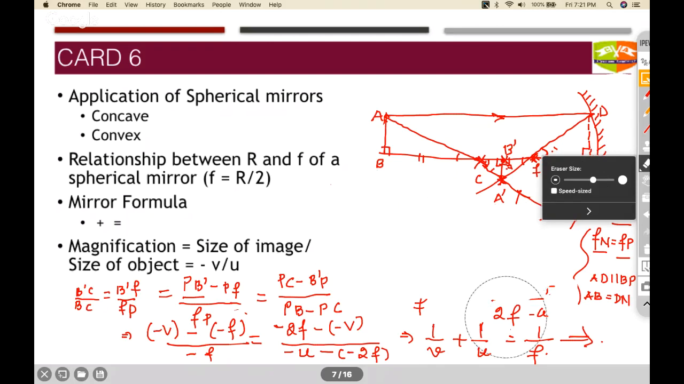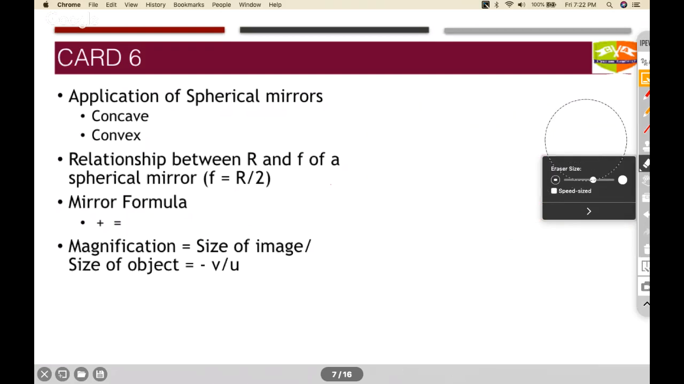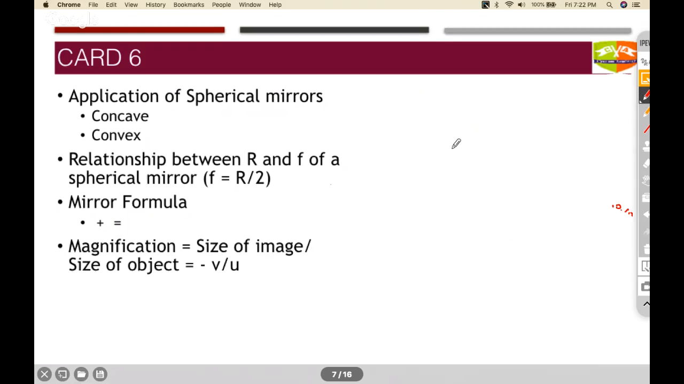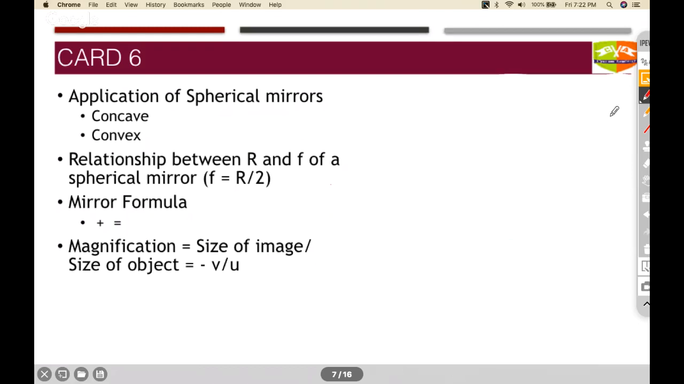Now in this case only, you can easily find out the formula of magnification. I have written here size of the image hi by ho is equal to minus v by u. So this is your formula of magnification. Anyone you can use. Magnification is also size of image divided by size of object. For mirror it is minus v by u. So you can prove it through the similarity diagram which I just made on the slides.